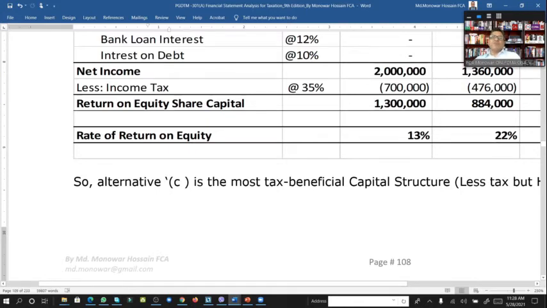That's why companies take the loan, the other item in their capital instruments, loan capital, because their rate of return on equity is much higher than not taking that. If they take the loan, their return will be higher. This one. Now number 3.